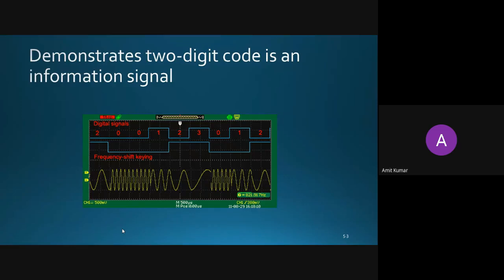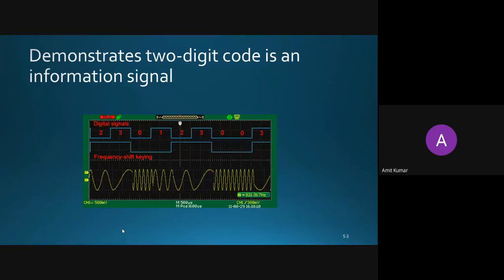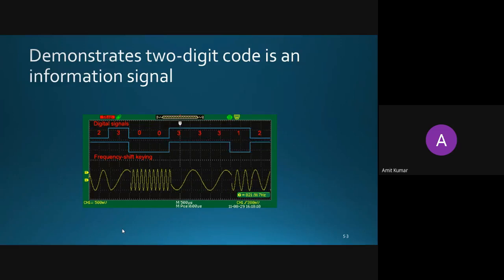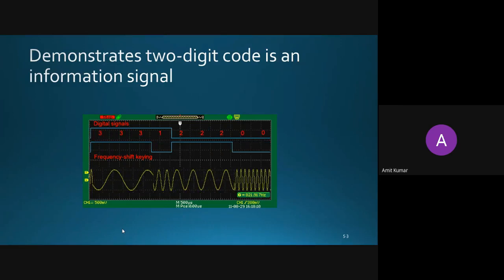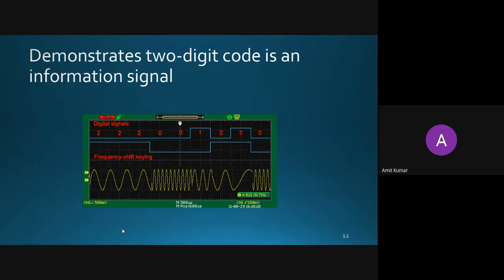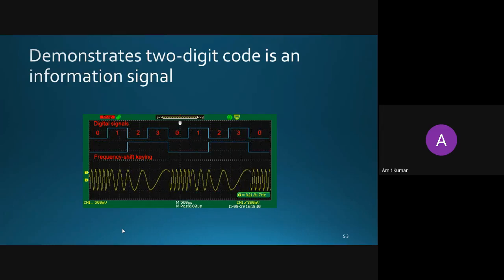Okay, so we are having four levels: 0, 1, 2, and 3. If you see that blue signal, these are continuously changing signals. If both signals are 0, that will be represented by 0. If one signal is 0 and another signal is 1, then it will be represented by 1.